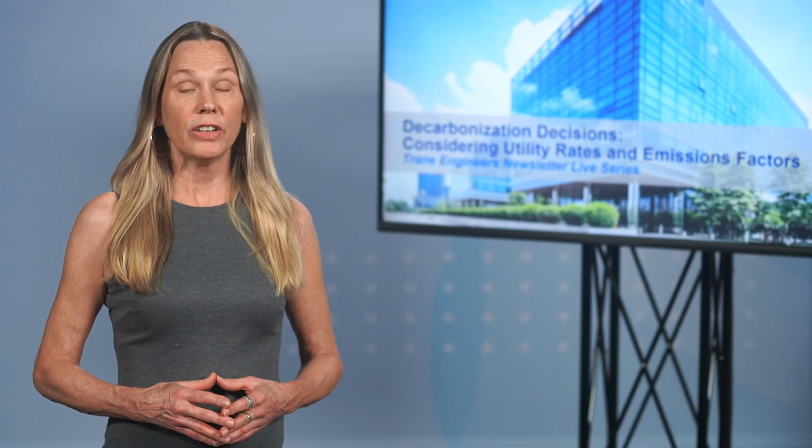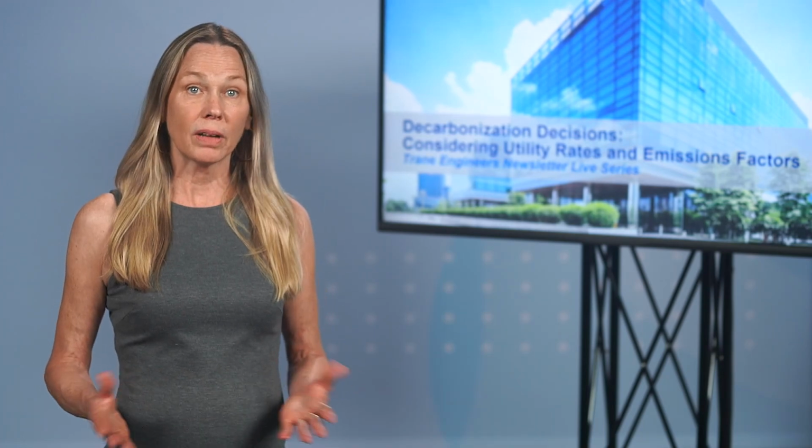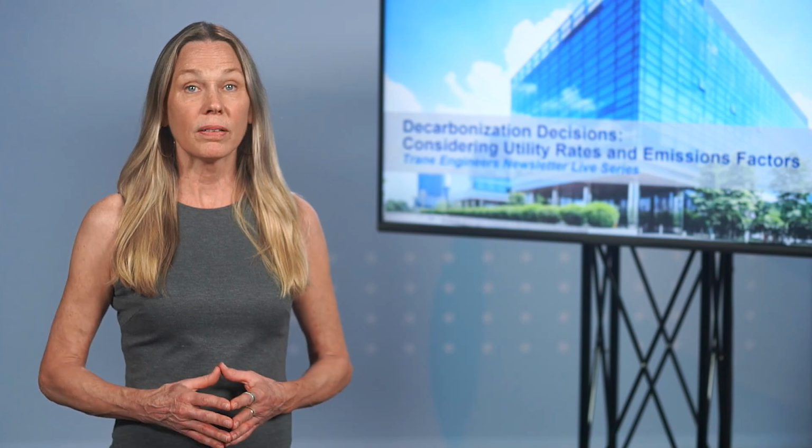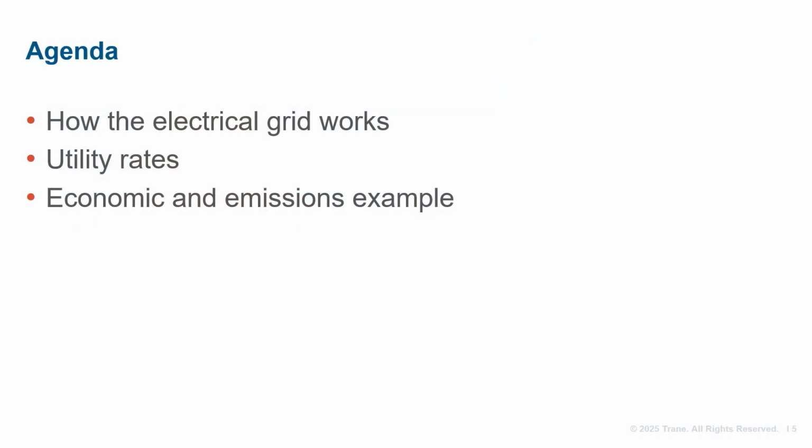Many decarbonization decisions must be balanced with customer requirements, operating costs, first costs, and emissions. Today, we're going to review how the electrical grid operates. We're also going to look at different utility rates and how these might impact projects. And finally, we're going to pull it all together with an example where we will evaluate different upgrade scenarios and review the economic and emission impacts.